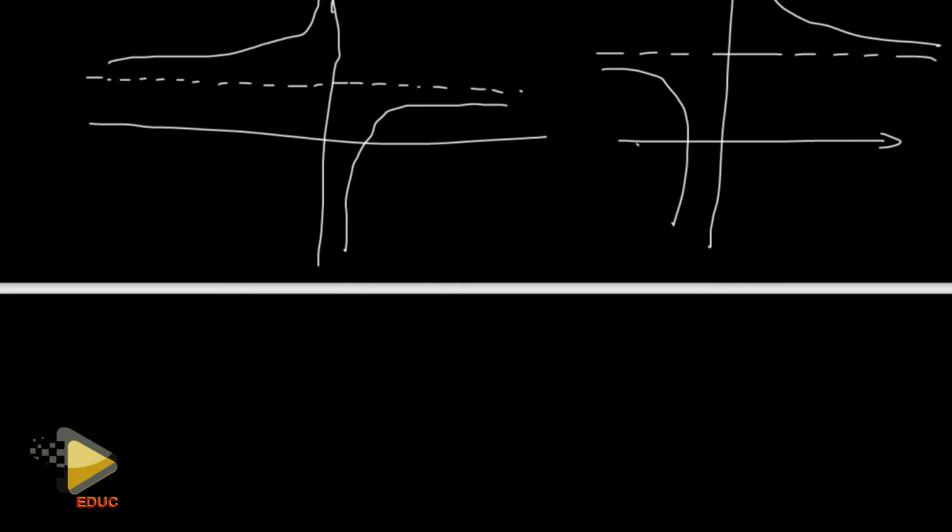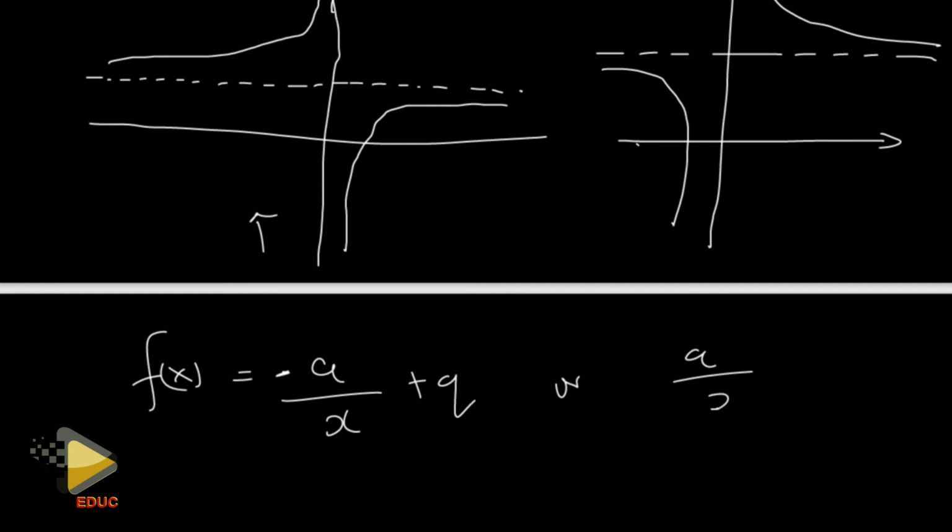So what is the general equation of a hyperbola? It's usually given as, I don't want to use y, okay? Let me just say f of x is equal to a over x plus q. Or we can have, let me call this a negative to represent that function, or a over x plus just q. Okay, so if a is negative, we expect the hyperbola to look like this. If a is positive, we expect the hyperbola to be in quadrant 1 and quadrant 3. Quadrant 2 and 4 for the negative.